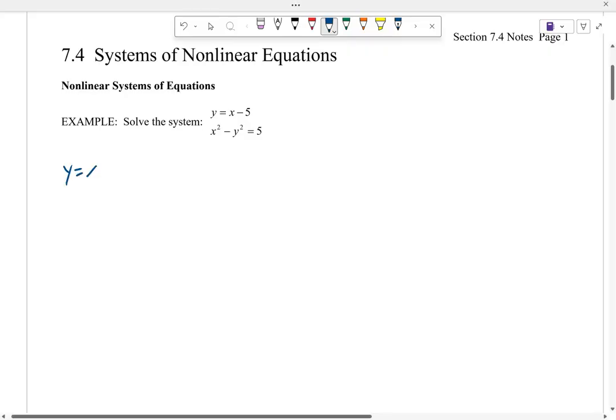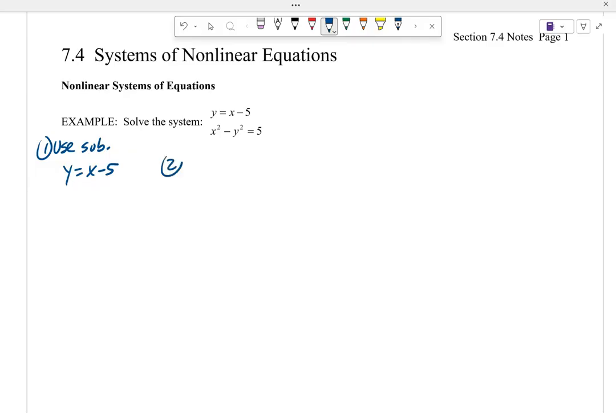Since you got that x minus 5 is already solved for, we're going to use substitution. This is nice when you have a variable easily solved for. You got y equals x minus 5. We're going to substitute into this x squared minus y squared equals 5. So since y is equal to x minus 5, I'm going to plug that in for y right there.